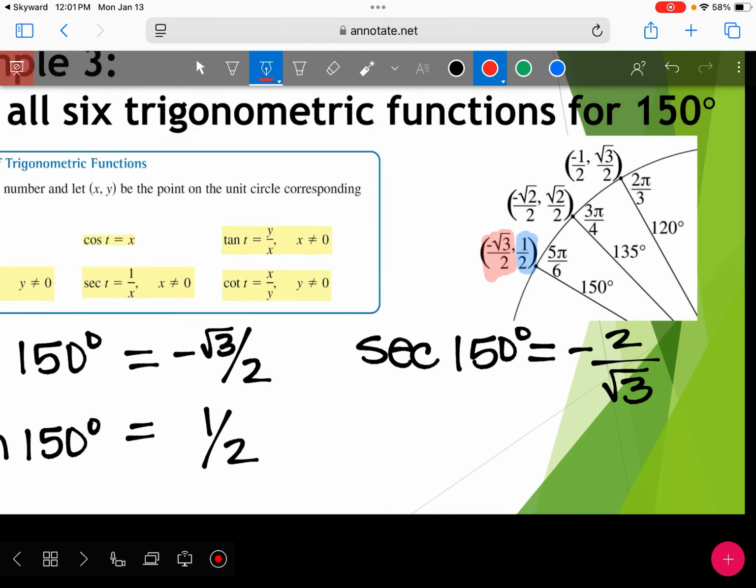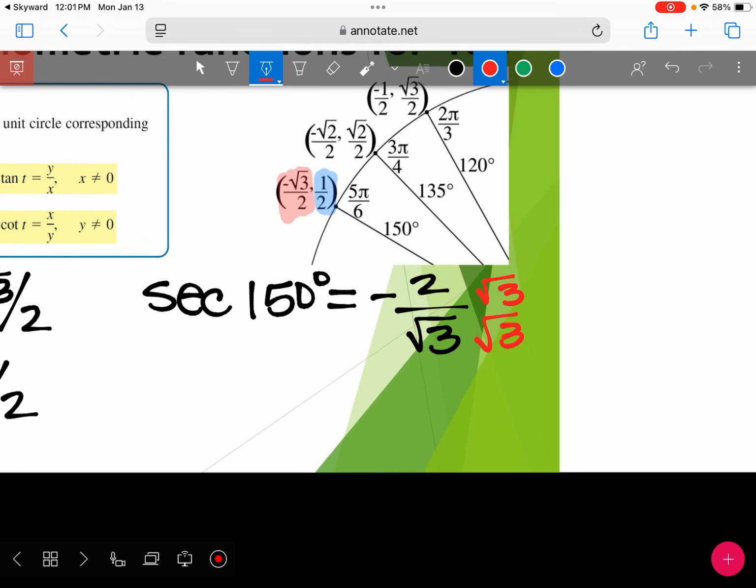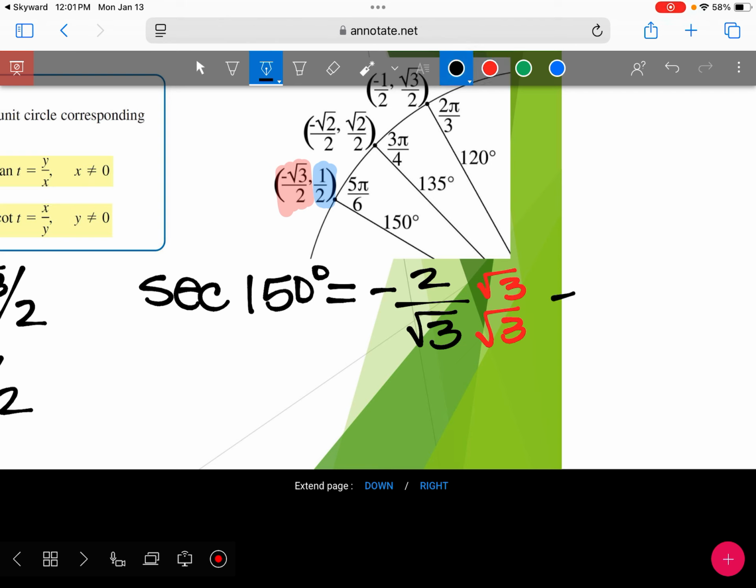So we're multiplying top and bottom by the square root of 3. So that's going to give us negative 2 root 3 over... 3 times 3 is 9. And what's the square root of 9? 3. Can I reduce that any further? Nope. That's my secant.